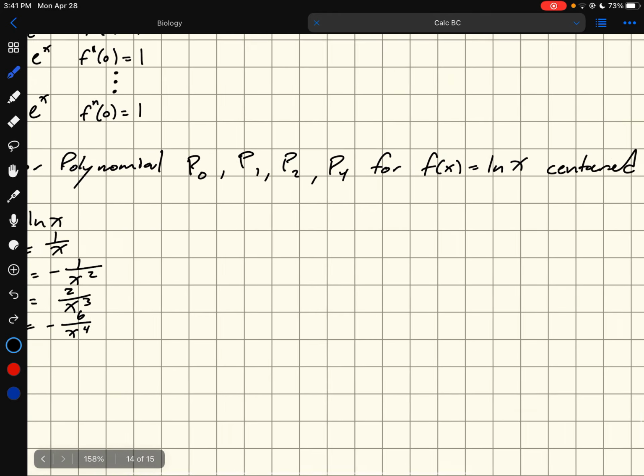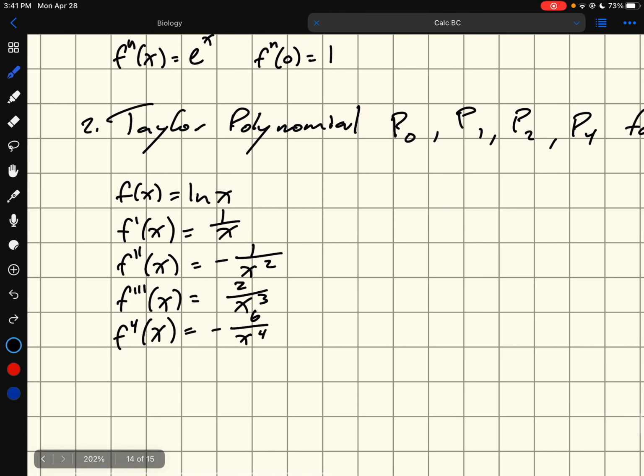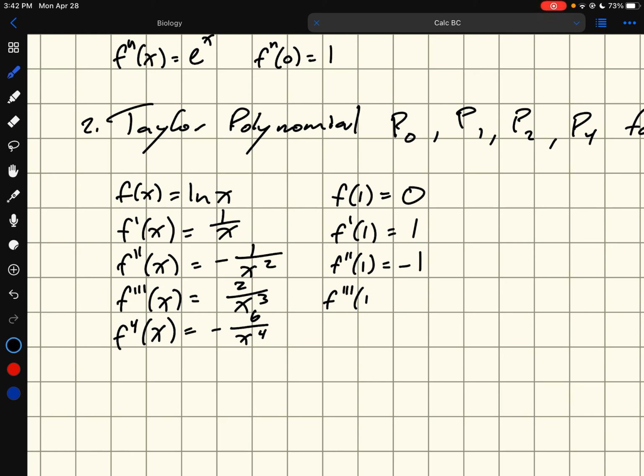So f of 1, natural log of 1 is 0. F prime of 1, so 1 over 1, that's just 1. F double prime of 1, it's again 1 over 1, but it's a negative this time. Triple prime of 1, that's just 2. The fourth derivative, that's just -6.